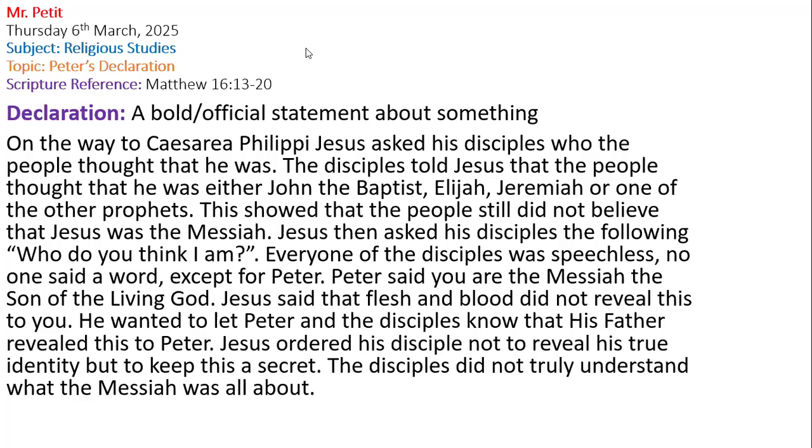But then Jesus told them not to reveal this to anyone, but to keep it a what? A secret. Very good. Who did Jesus say revealed it to Peter? His Father. Very good. All right.